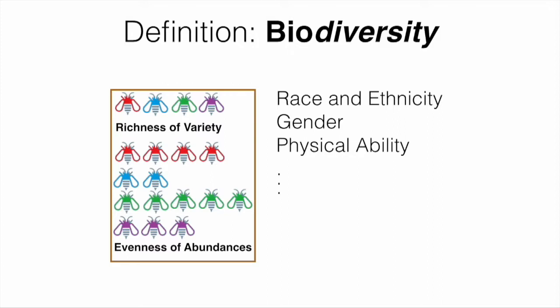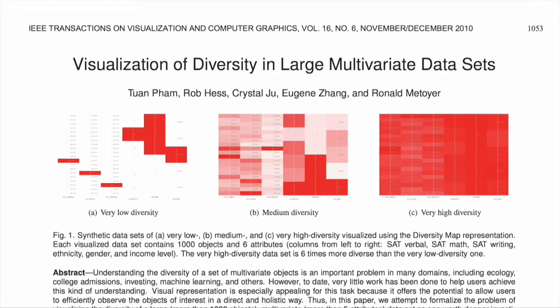But you can replace that with anything, you know, the types. It could be race and ethnicity could be the type. Gender could be it, physical ability, and so on. So essentially, how many different kinds of things do you have, and how evenly are these things distributed over those types or those kinds? And so I actually have some technical background in visualizing diversity.